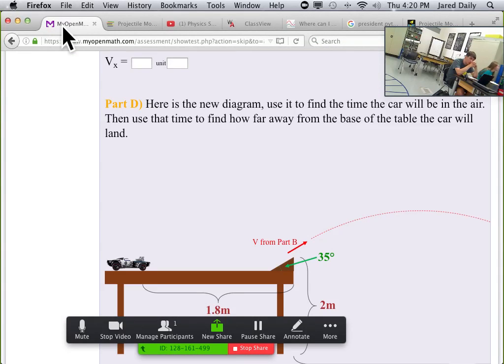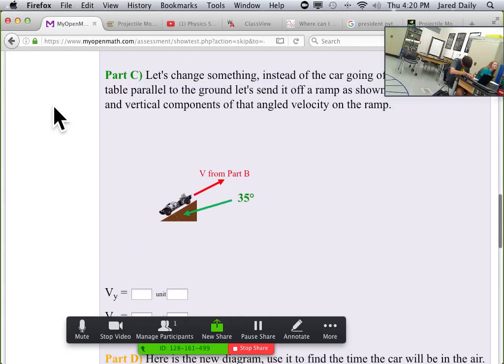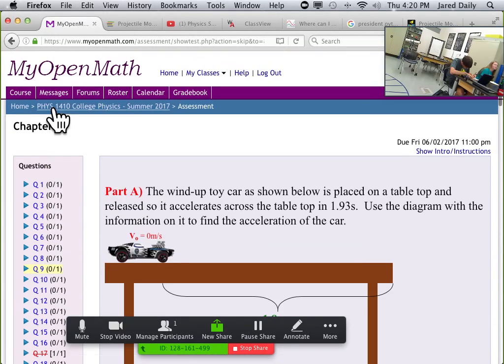Did you get yours right, Leslie? Did you plug it in? You're on part C. Did you? How about your part A acceleration? Did you plug that in yet, or you just didn't? But you haven't submitted. I guess that makes sense because then you get other parts wrong.